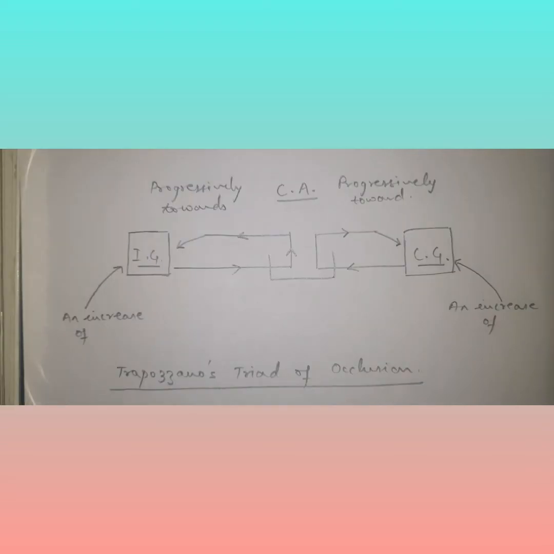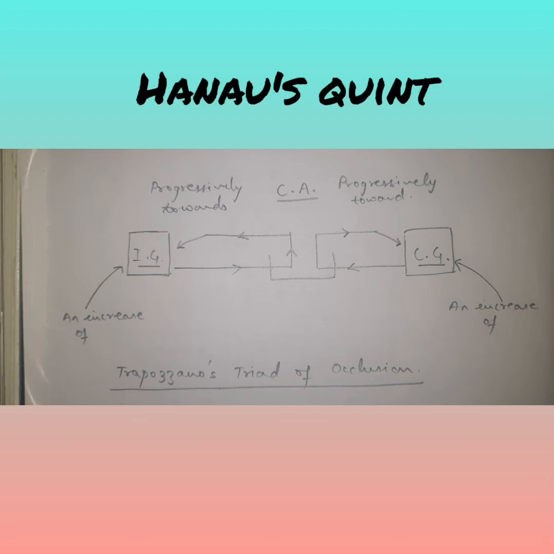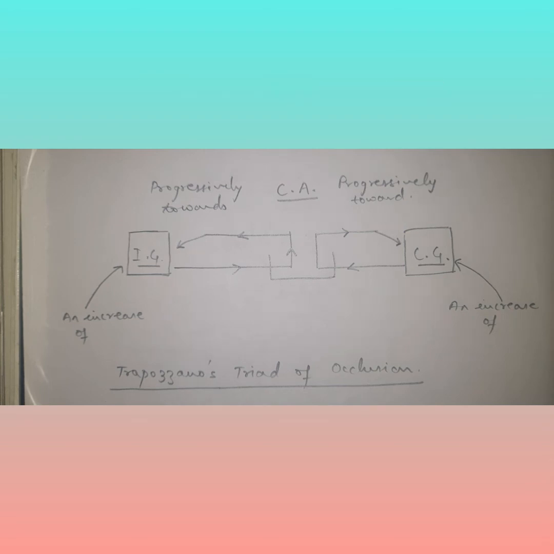Next is Hanau's quint, given by Rudolf L. Hanau in 1929. He proposed 5 factors, which we have already discussed, that were very important in achieving balanced occlusion. They are condylar guidance, incisal guidance, compensating curves, relative cusp height, and the plane of orientation of the occlusal plane. So I am not going into detail of this because we have already discussed these factors.